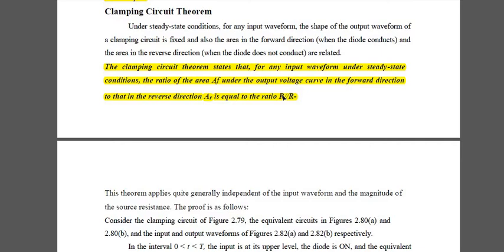This is your Rf value. Okay, so the output we will be getting, AF divided by AR, is equal to Rf divided by R. Simply, this is what the theorem states: the ratio of area in the forward direction and in the reverse direction is equal to the ratio of forward resistance to reverse resistance. So here you can see the formula, AF divided by AR is equal to Rf divided by R. Either you can write it as AF by Rf is equal to AR by R. I'll show how you get these equations.